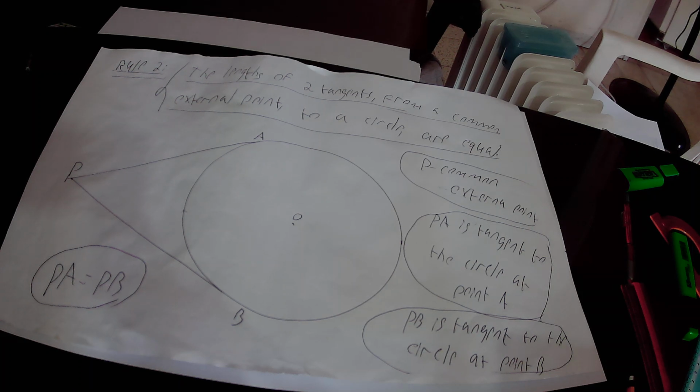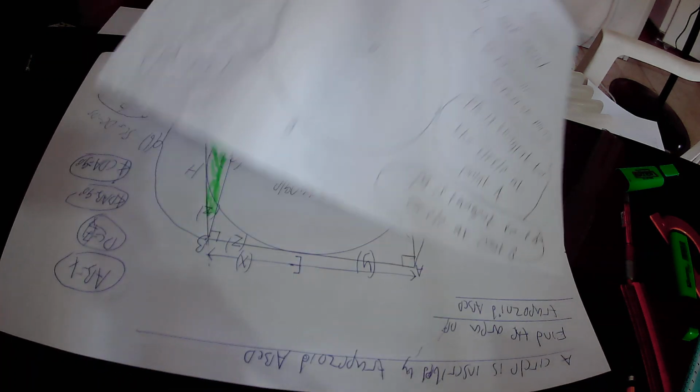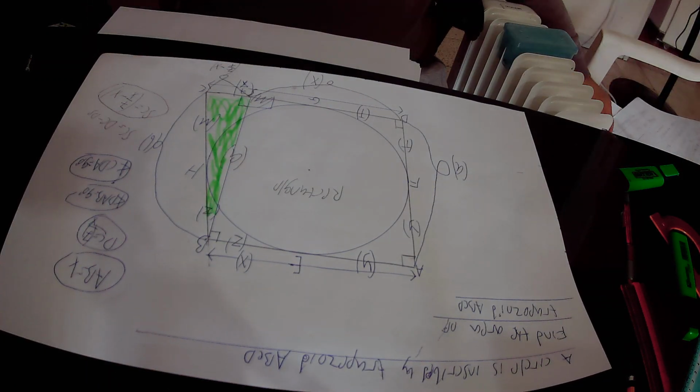According to this rule 2, whenever you draw two tangents from a common external point to a circle, the lengths of those two tangents must be equal to each other. In this case, PA must be equal to PB. So actually we can implement rule 2 in our drawing.